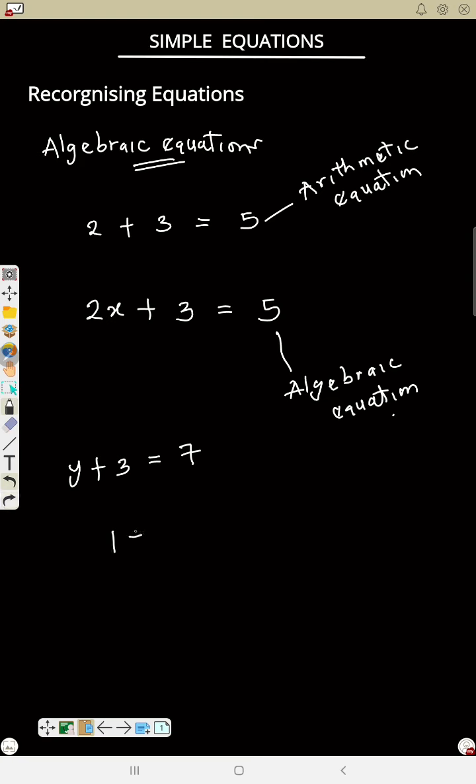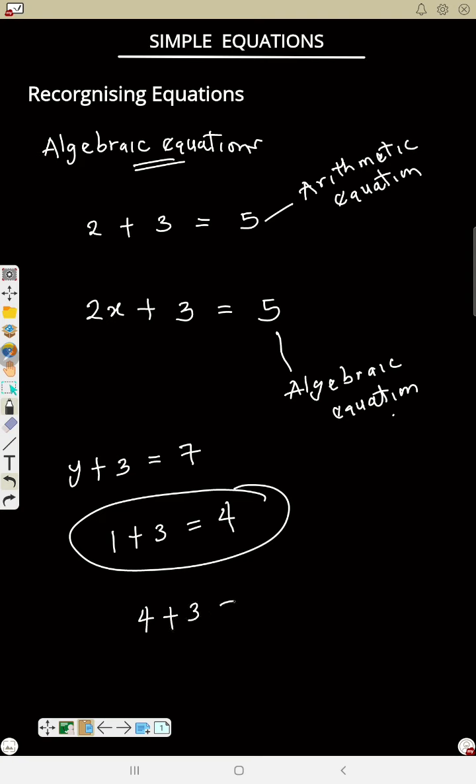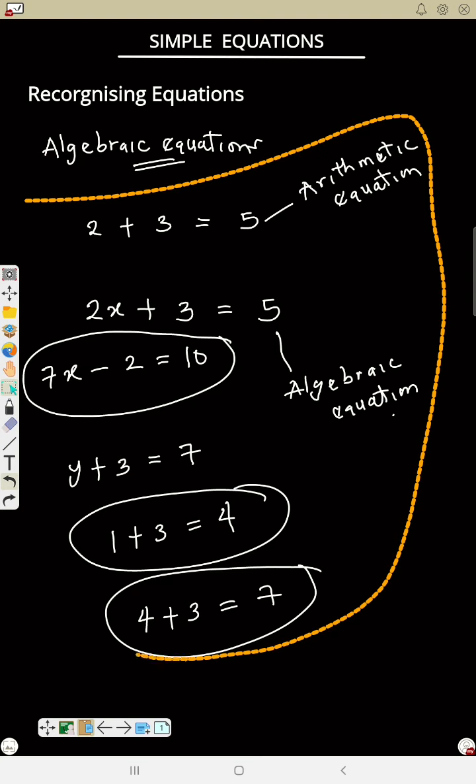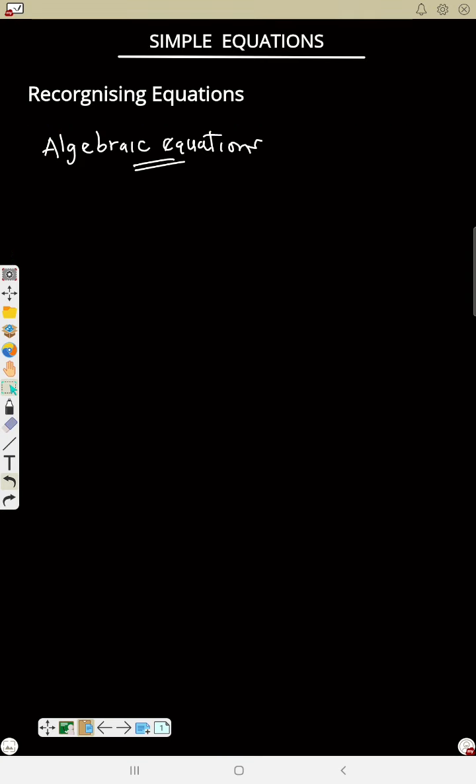Now if I say 1 plus 3 is equals to 4, this is arithmetic equation because there is no alphabet. If I say 4 plus 3 is equals to 7, this is arithmetic equation because there is no alphabet. Now if I say 7x minus 2 is equals to 10, this is algebraic equation. Algebraic equation will involve x. So give me 4 examples of algebraic equation.